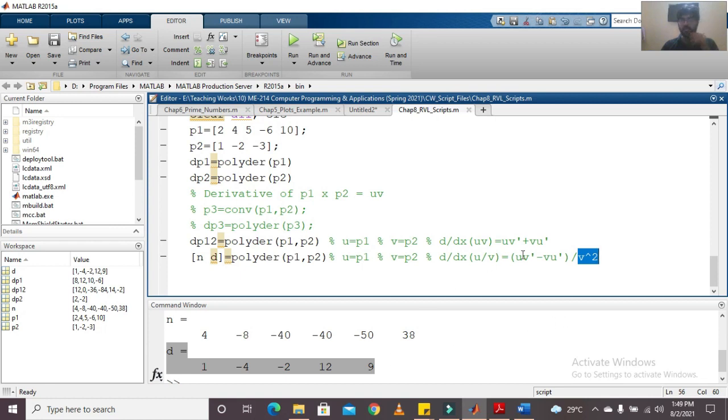So the result of u multiplied with the derivative of v minus v multiplied with the derivative of u will be stored here. I guess it was the other way around, v multiplied with the derivative of u and then u multiplied with the derivative of v minus it. I guess it was like this, if I remember correctly. So this is how the polyder command can be used.